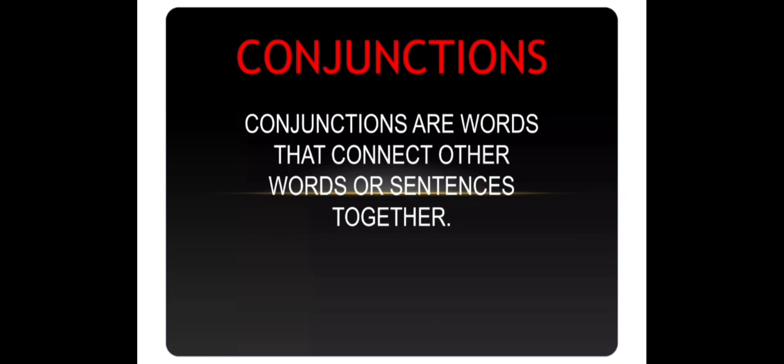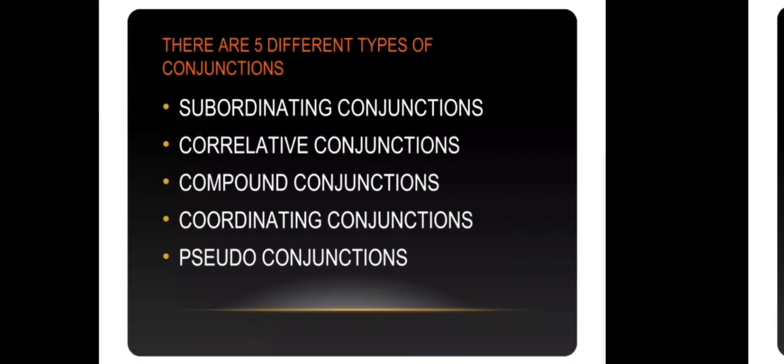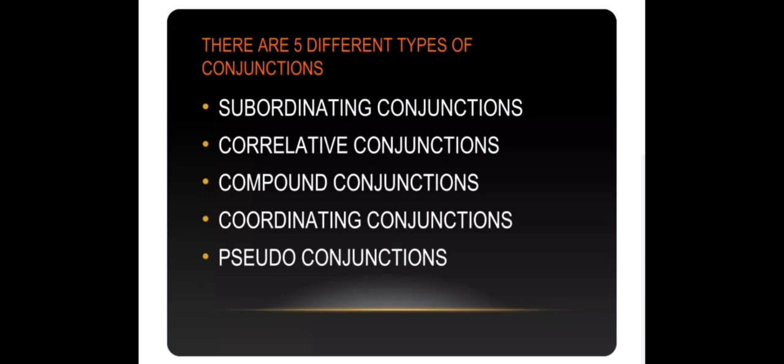Now we have some common conjunctions, like and, or, so, then, but, because, if. All these words are what? These are conjunctions, which are used for joining words, joining clauses, and joining sentences. So they act like joining words. Next we have different types of conjunctions.